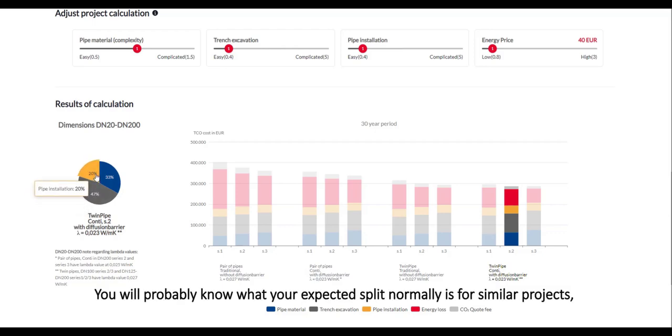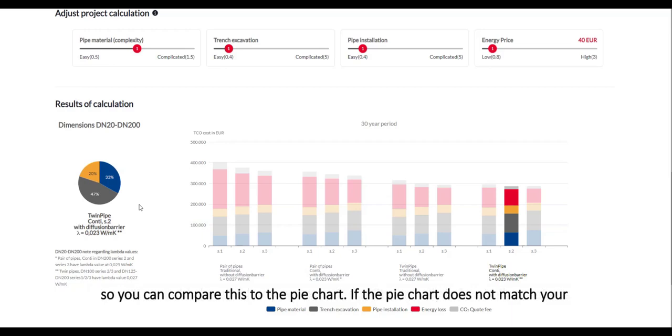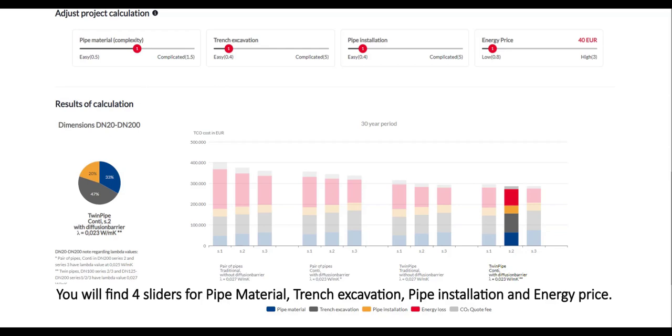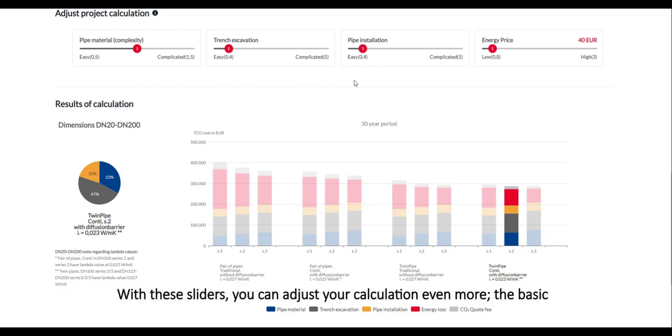You will probably know what your expected split normally is for similar projects, so you can compare this to the pie chart. If the pie chart does not match your expected split, you can use the sliders above to adjust their influence on the calculation. You will find 4 sliders for pipe material, trench excavation, pipe installation and energy price. With these sliders, you can adjust your calculation even more.